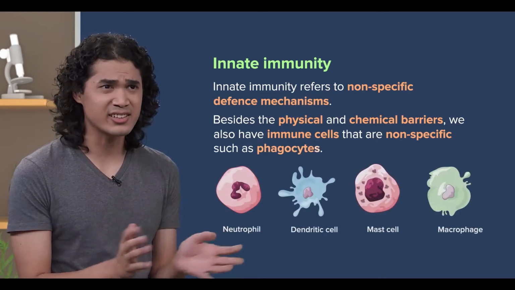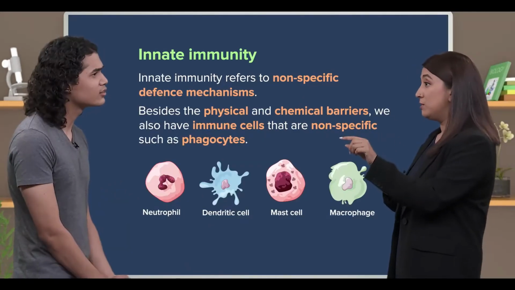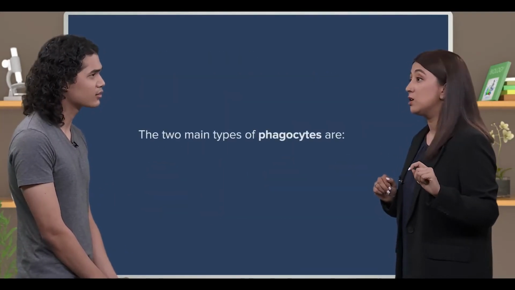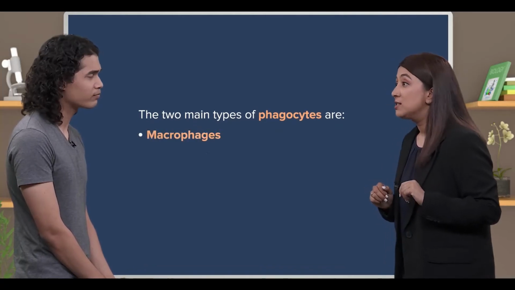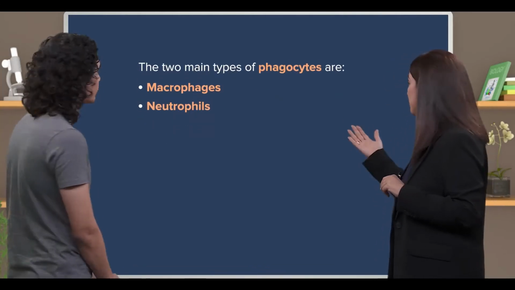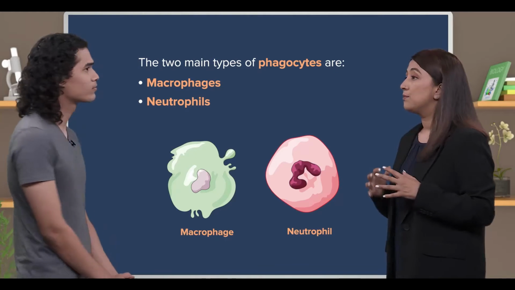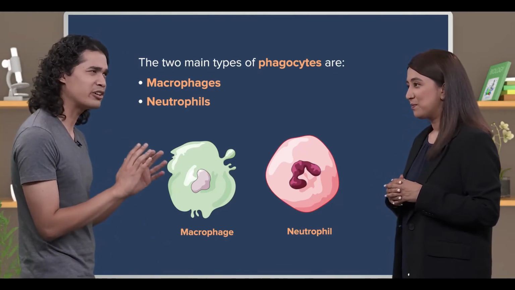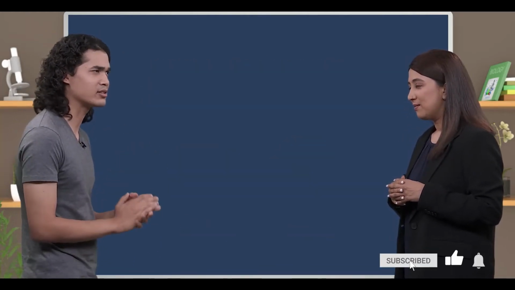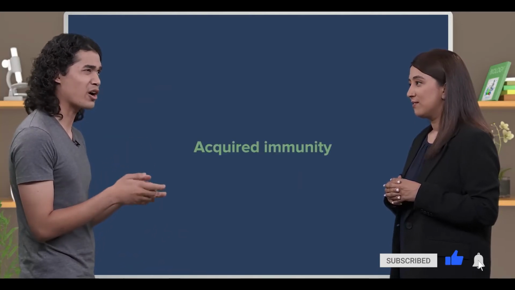Such as phagocytes? That's right. For this syllabus, we are going to concentrate our discussion on two types of phagocytes, mainly macrophages and neutrophils. Ooh, I see. I remember touching very briefly about this in my previous levels. So what about acquired immunity?